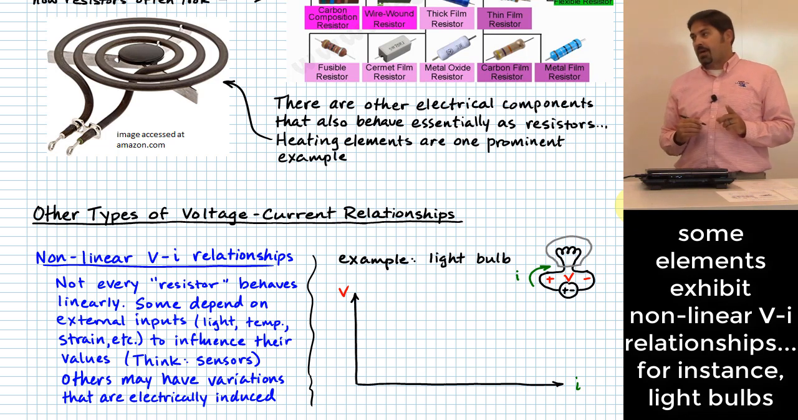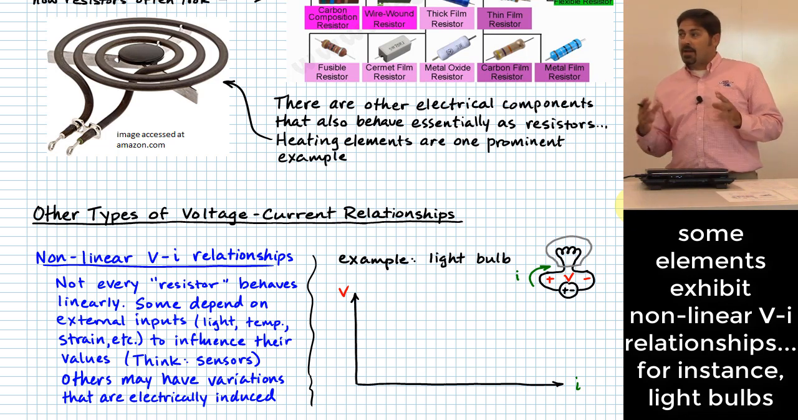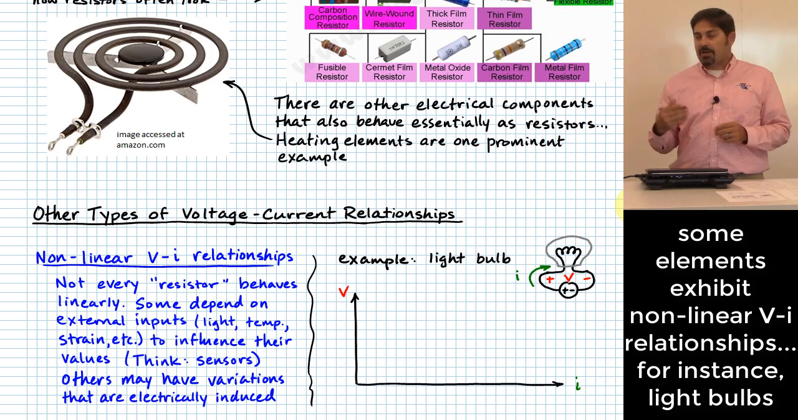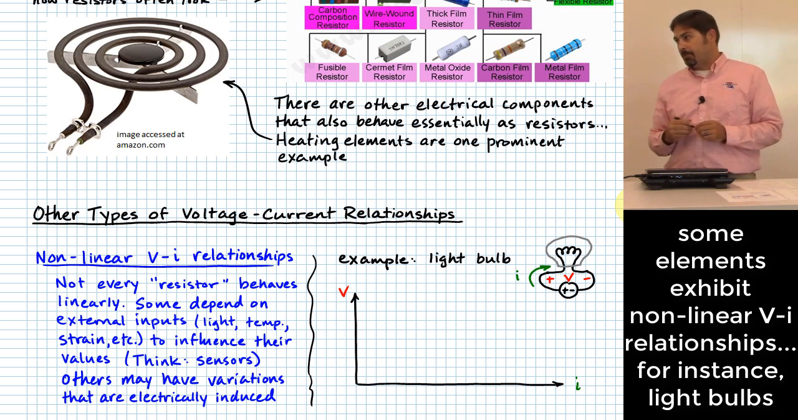But there's also another kind too, where there is a nonlinear relationship between voltage and current, and a big prominent example that's like that would be a light bulb.